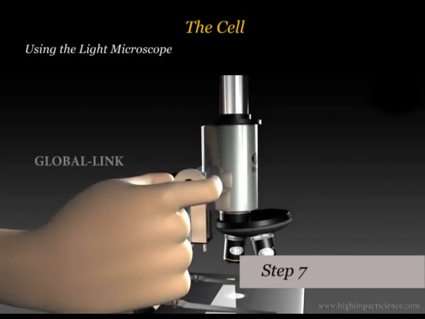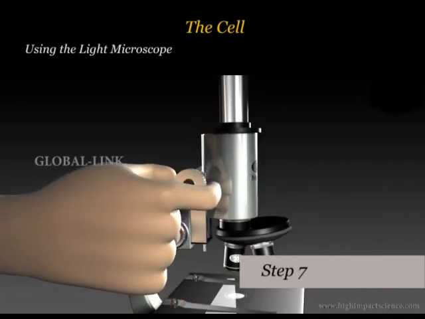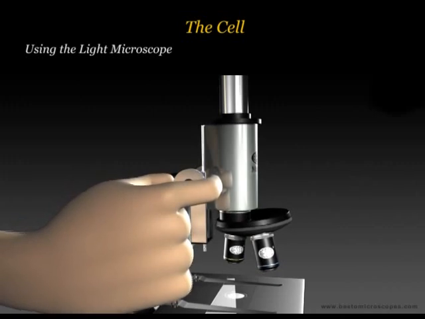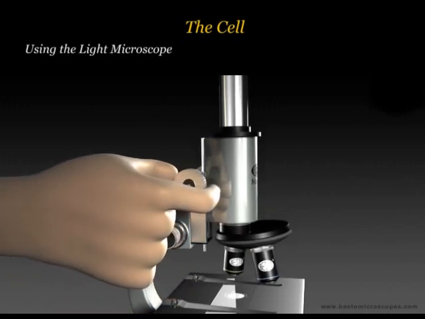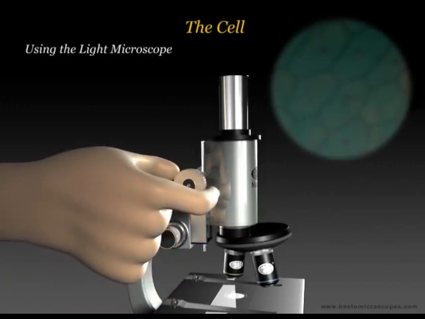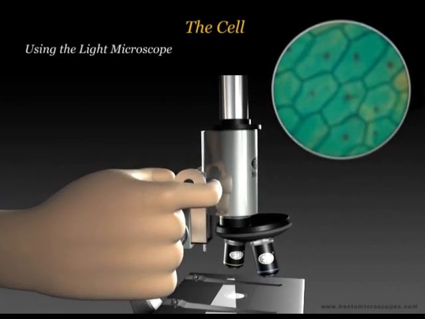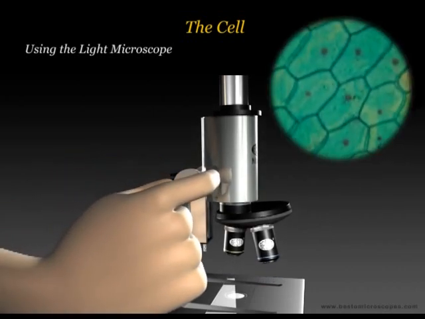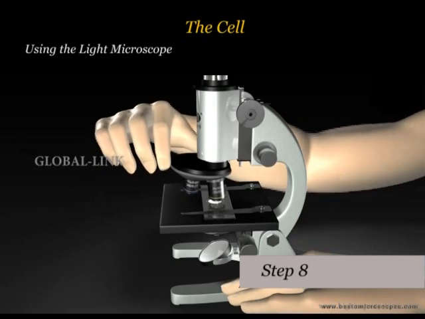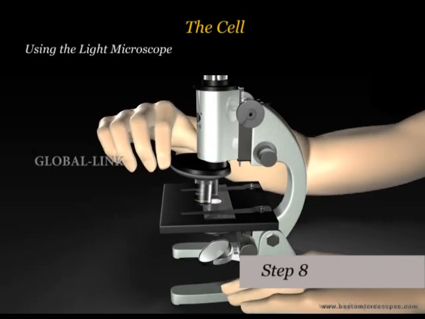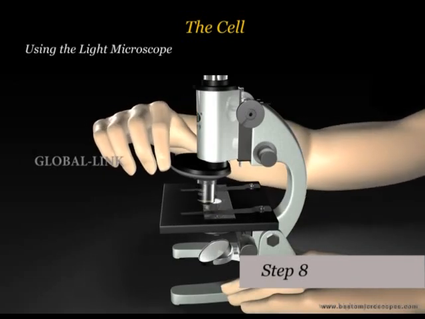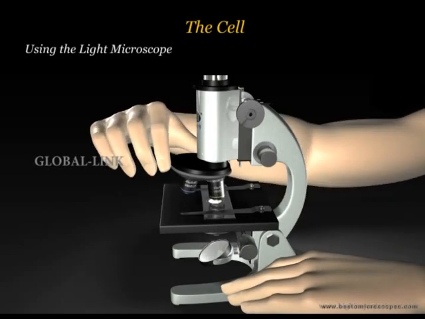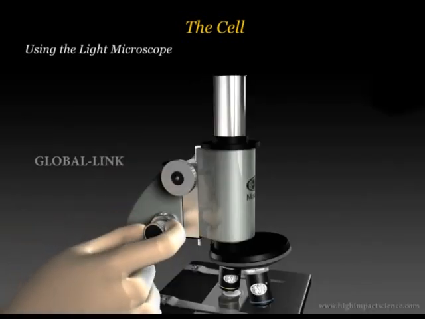Look through the eyepiece and use the coarse adjustment knob to find good focus of the image. When the specimen comes into focus, it will become clear. To use the high-power objective, turn the revolving nosepiece to bring it into position over your sample or slide. Now use the fine adjustment knob to find the fine focus of the specimen.